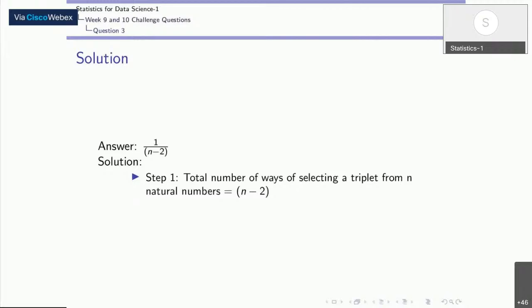So likewise, the total number of ways of selecting a triplet from n natural numbers will be n minus 2, right? Because for 10 natural numbers you get 8 triplets, that means 10 minus 2. So in place of 10, we assume total n natural numbers, and the number of ways of selecting a triplet will be n minus 2.